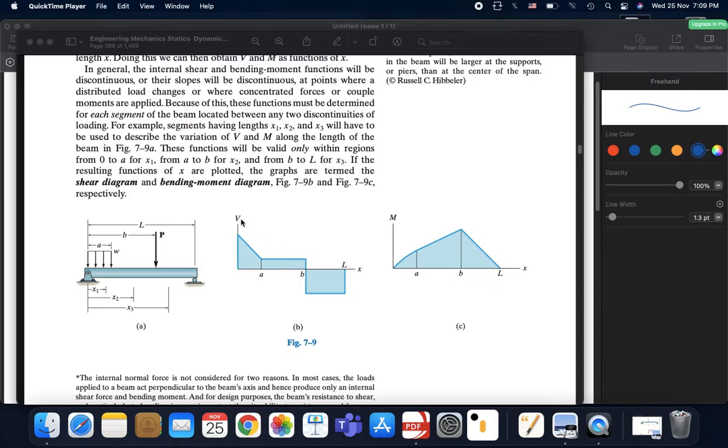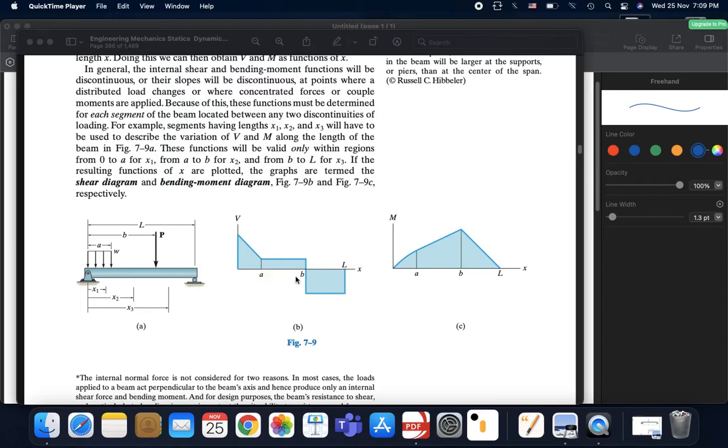Now you can see that the shear force is changing with distance, and the behavior changes with the position or the portion of the beam that we are working with. As you can see here, there's a linear relationship between V and x, an inverse relationship. However, here we have a constant value for shear across this length.